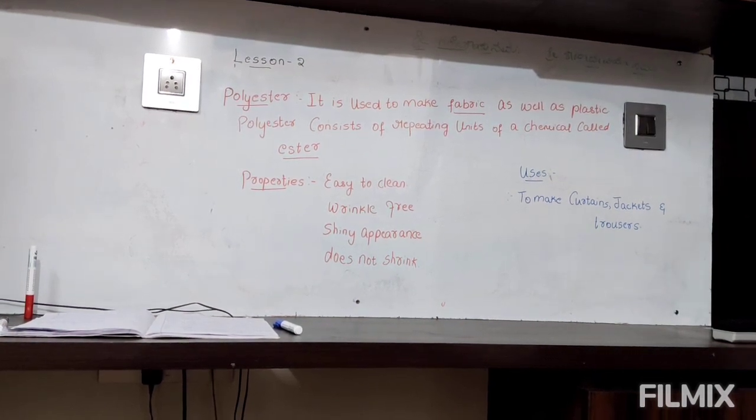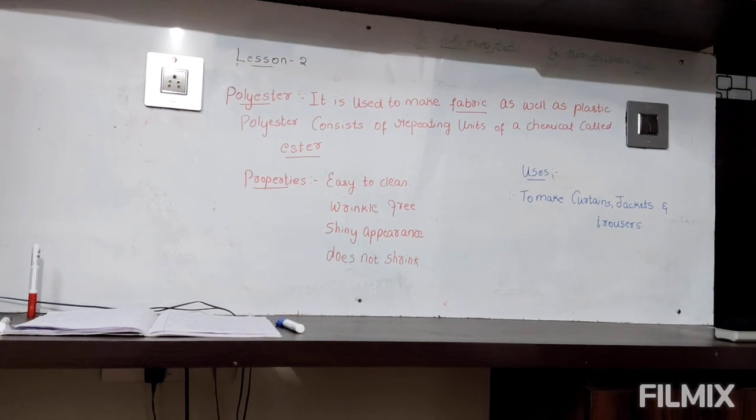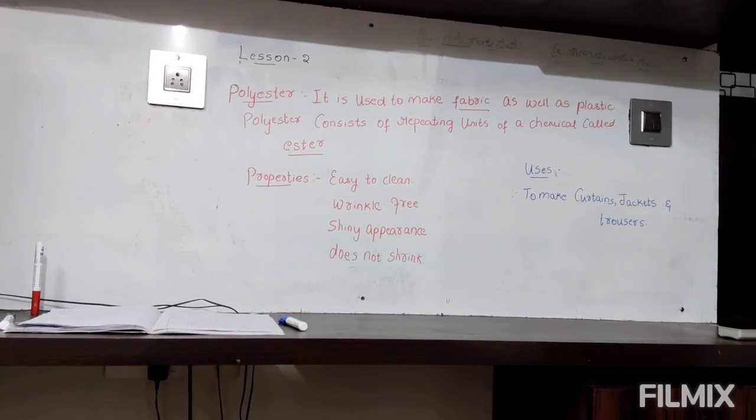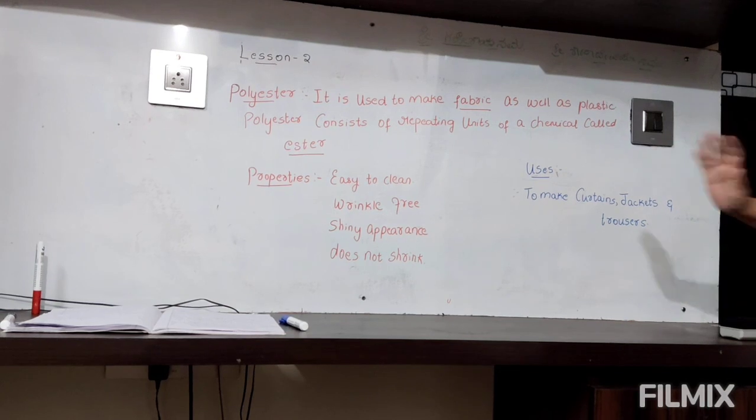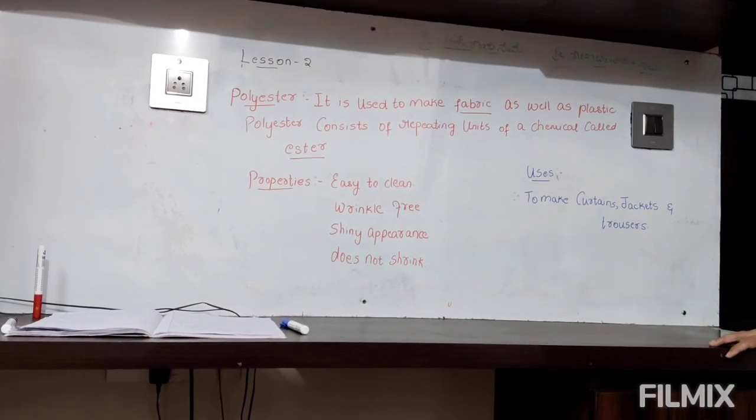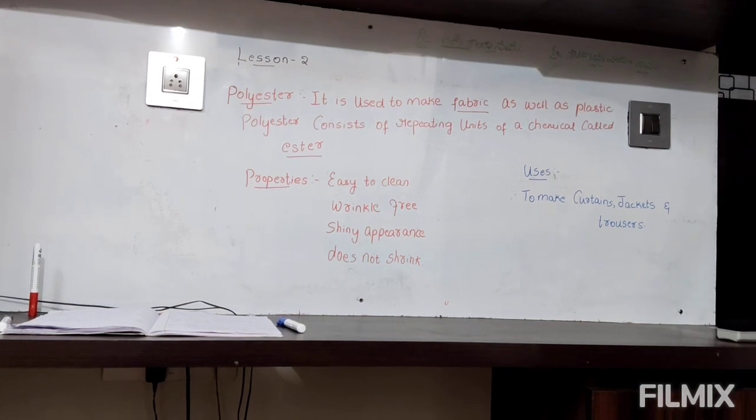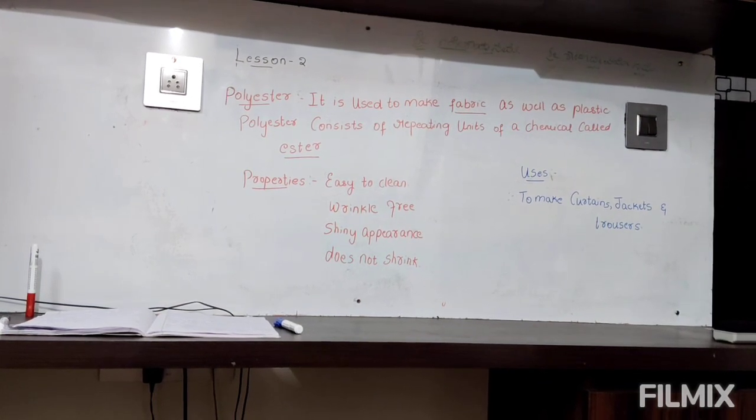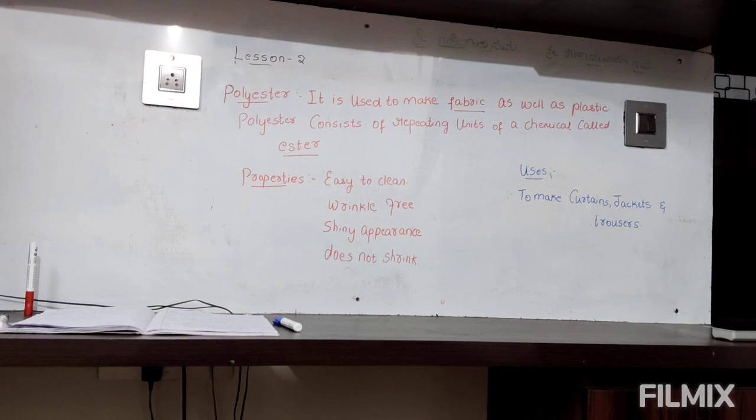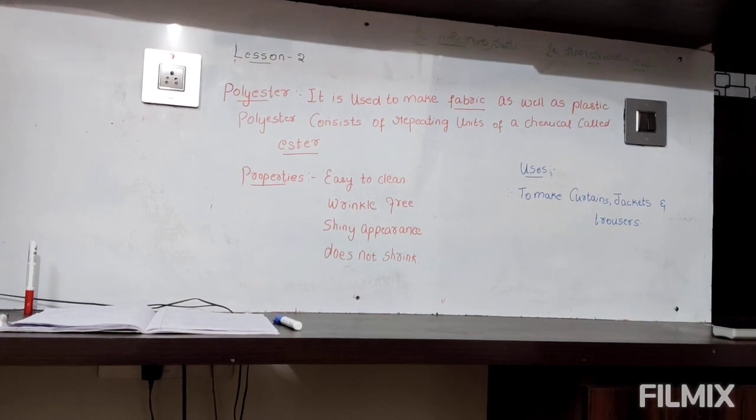What are the properties? Polyester fabric is very easy to clean. It is wrinkle free, it does not form wrinkles. It has a shiny appearance. It looks very shiny and it does not shrink.